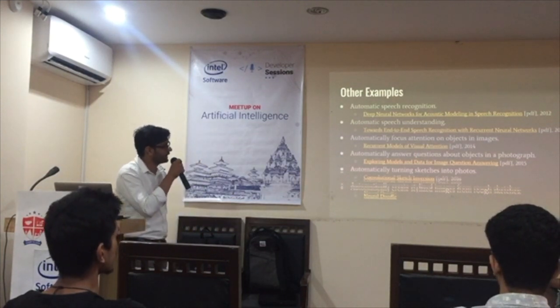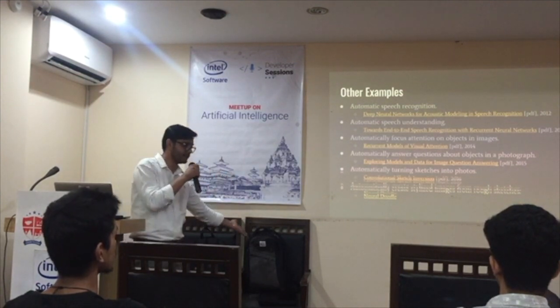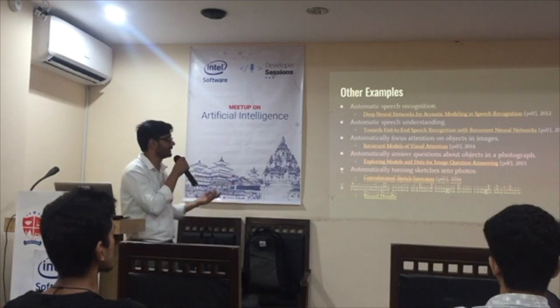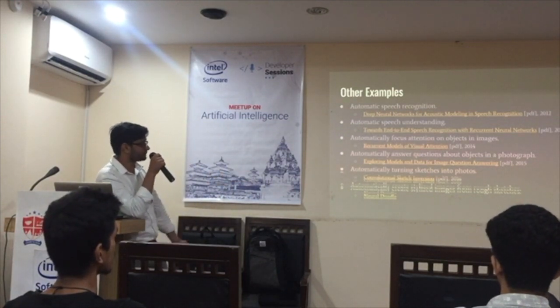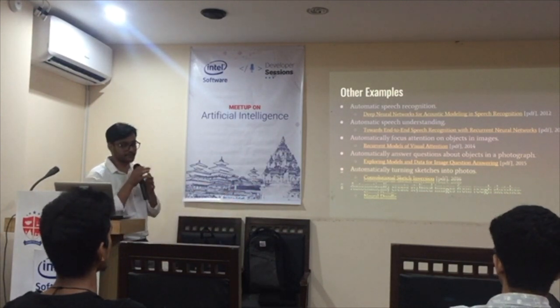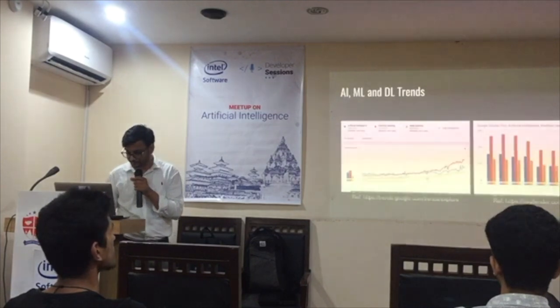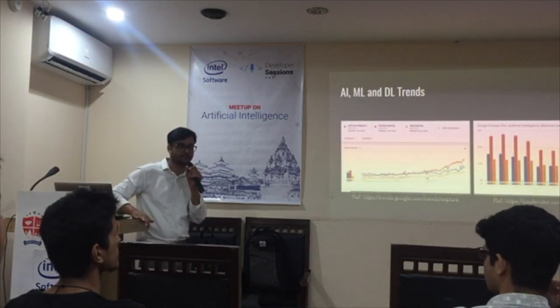So when we require the most information, we apply the most processing there. Automatically answering questions about objects in a photograph, such as what is behind this, what is in front of this. Automatically turning sketches into photos and automatically creating artistic images. So those are some of the achievements with deep learning.